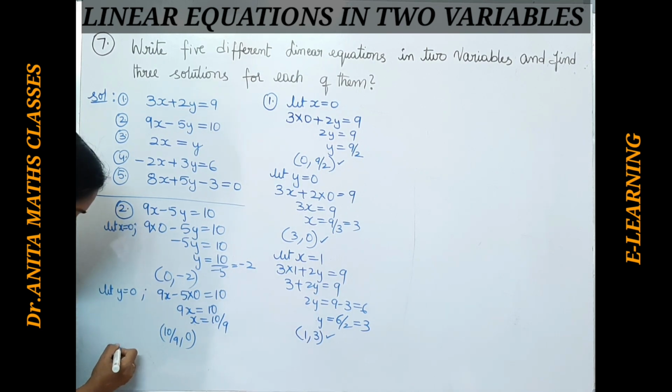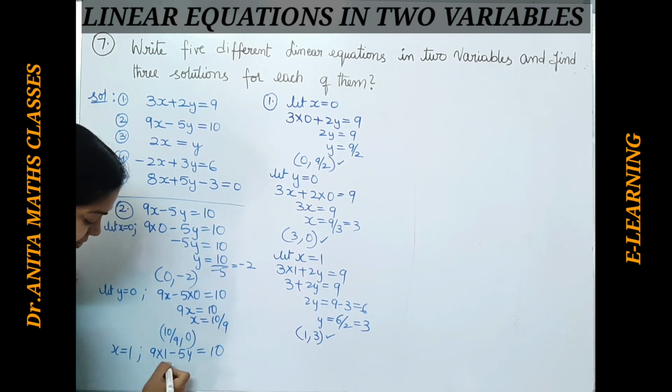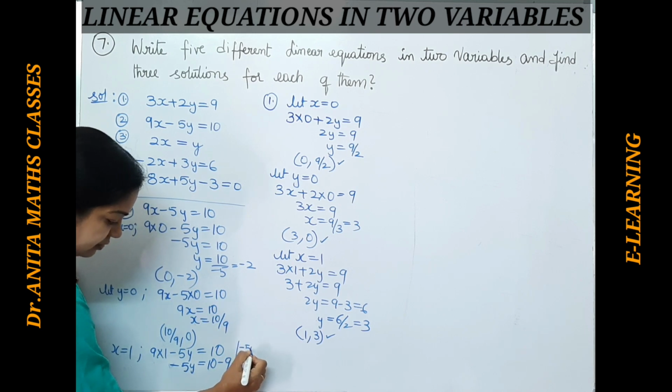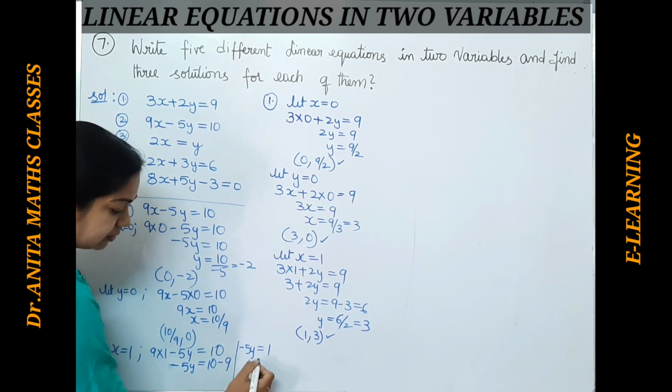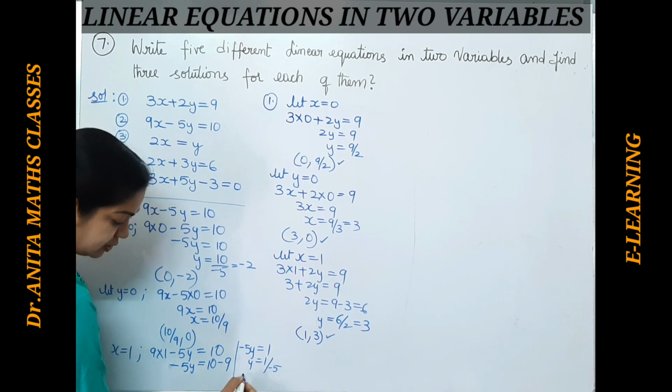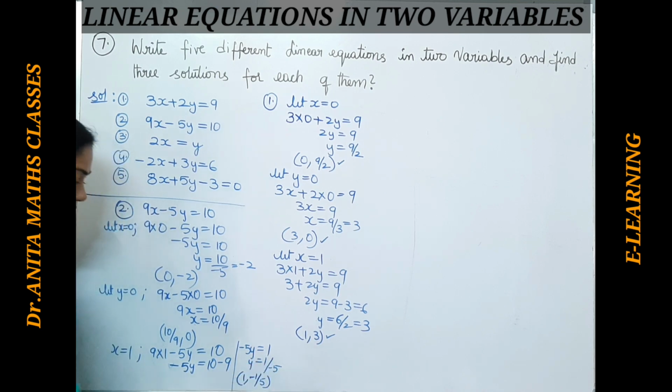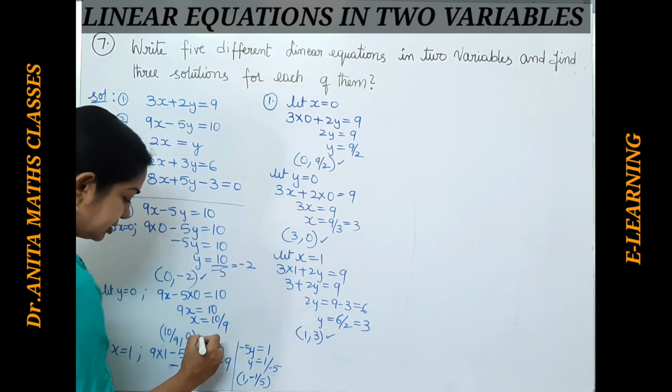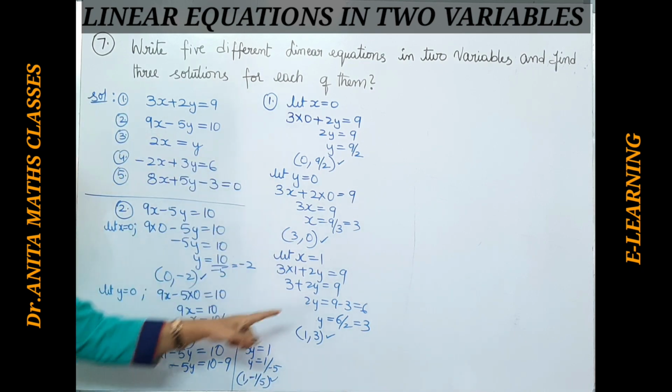Now let us take x value 1. Okay, 9 into 1 minus 5y equals to 10. So that comes to minus 5y equal to 10 minus 9. So here I can write minus 5y equal to 1, y equal to 1 by minus 5. So that means x value is 1, y value is minus 1 by 5. So minus value to the fraction. So these 3 are the solutions of the second.